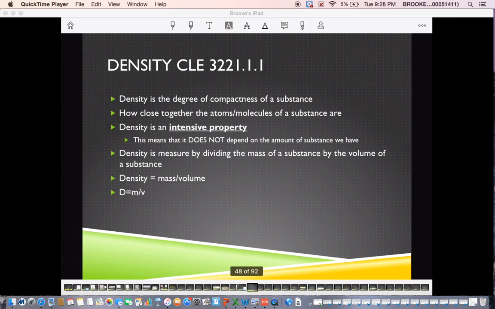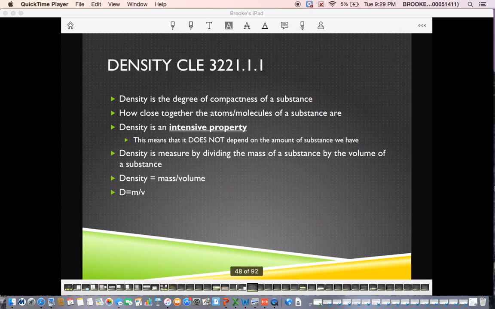Okay, so this video is about density, and density aligns with standard CLE 3221.1.1. So let's talk about the definition of density, and then we'll go into how to solve for density, mass, or volume. So the textbook definition of density is just the degree of compactness of a substance.